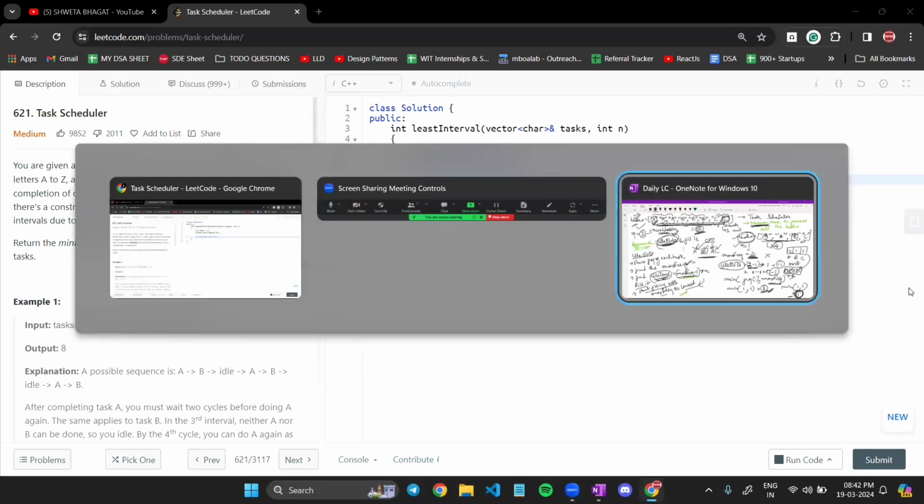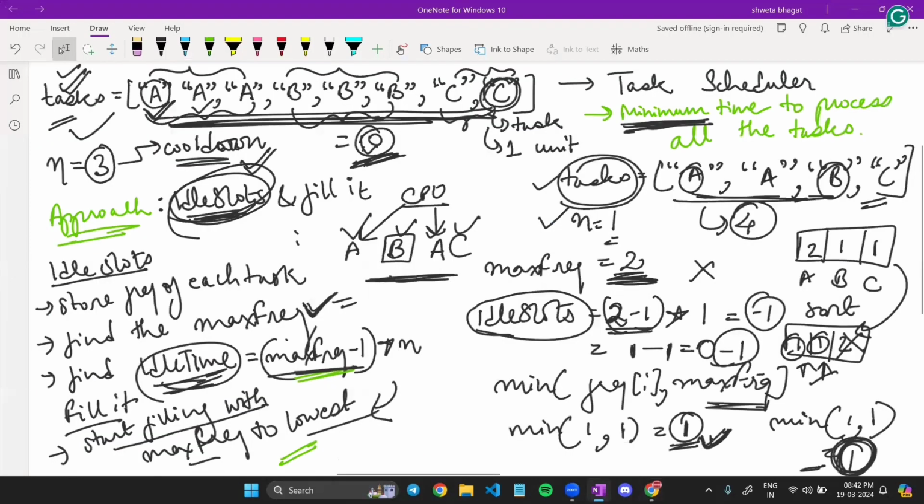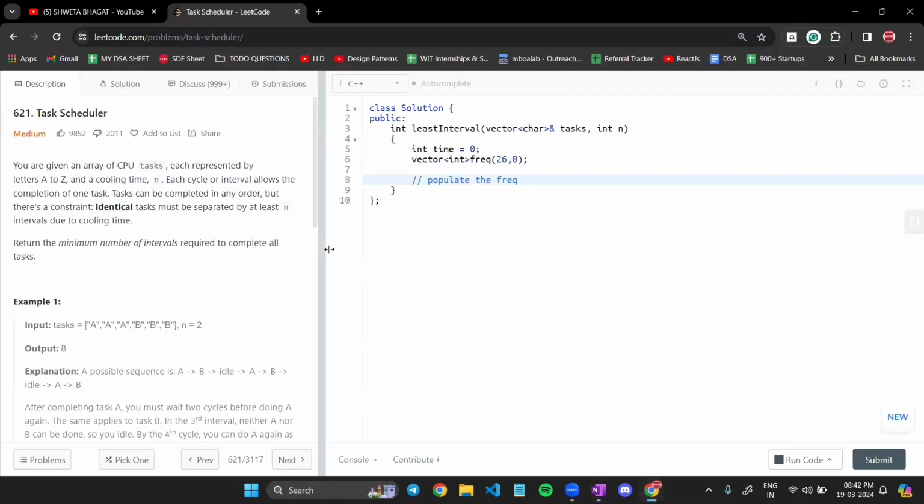Correct. Because what was our first step? Our first step was to store the frequency of each of the tasks, right? So what will we do? We will iterate over them to store the frequency. So we will say for auto current in task, frequency of current minus A plus plus.